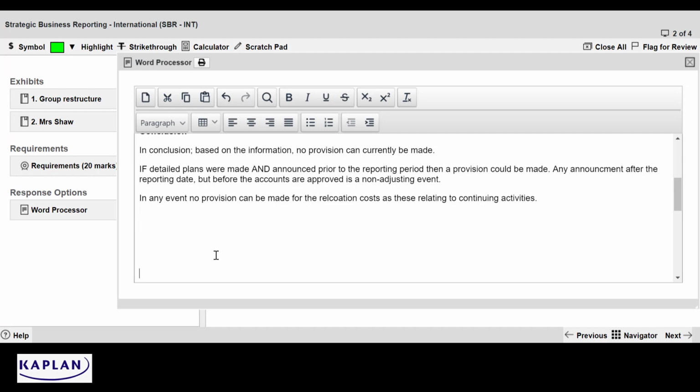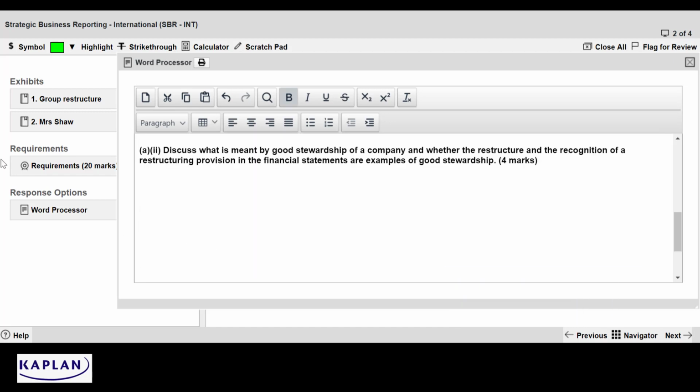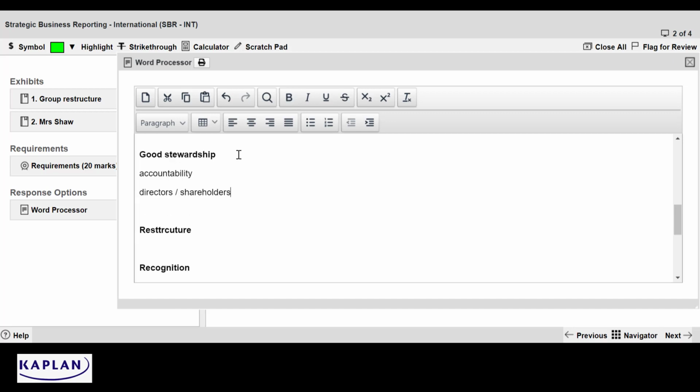So the next part of the question, what have we got coming up here? Discuss what is meant by good stewardship. So that gives me an idea that I need to write and define what is meant by good stewardship and whether the restructure is an example of good stewardship and whether the recognition is an example of good stewardship. So I've got my little answer plan. I've got my little structure, from the information in the question. Good stewardship is about accountability. It's about that relationship when you are looking after someone else's resources. Have you done the right thing with them? And the classic example is the directors are looking after the resources of the shareholders.